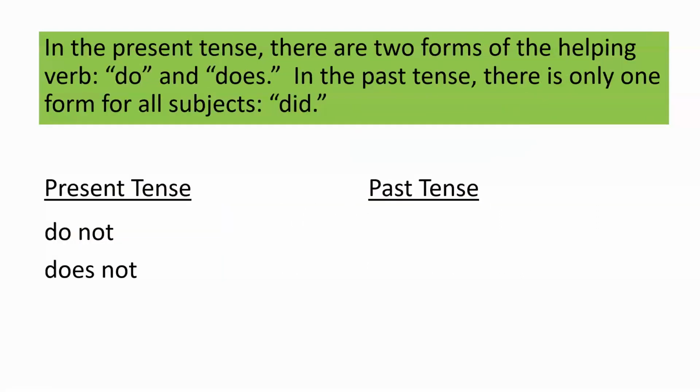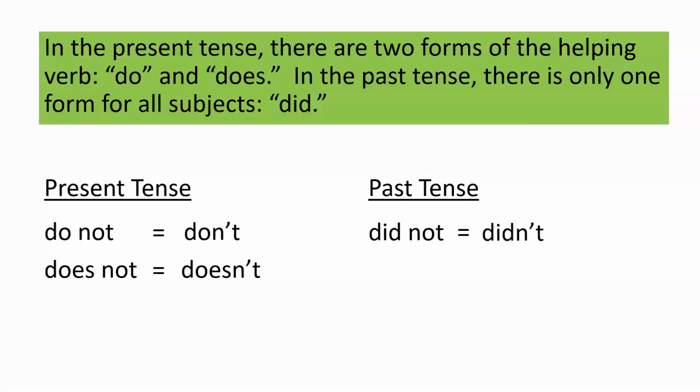In the present tense, there are two forms of the helping verb, do and does. In the past tense, there is only one form for all the subjects, which is did. So do not turns to don't, does not turns to doesn't, and did not also has a contraction, that is didn't.